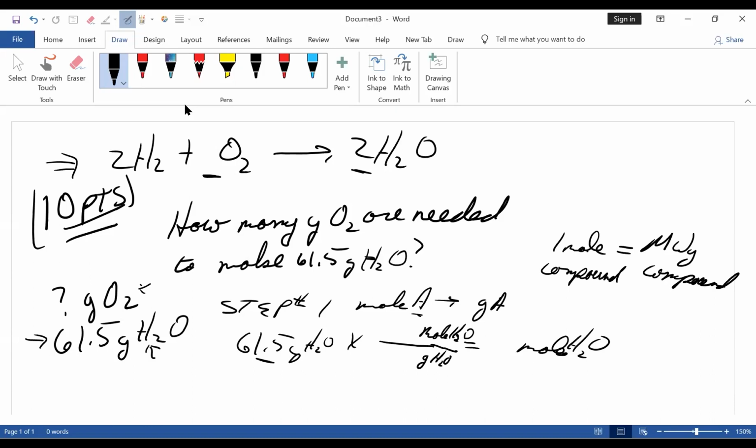Now I'll give this, but I'm writing it again. 1 mole of a compound equals the molecular weight of a compound in grams. Molecular weight is the sum of all atomic weights. We've already done the molecular weight of water. You can look back earlier today. And now notice grams of water cancel, I'm left with moles of water. This is step 1. So now I go to my calculator.